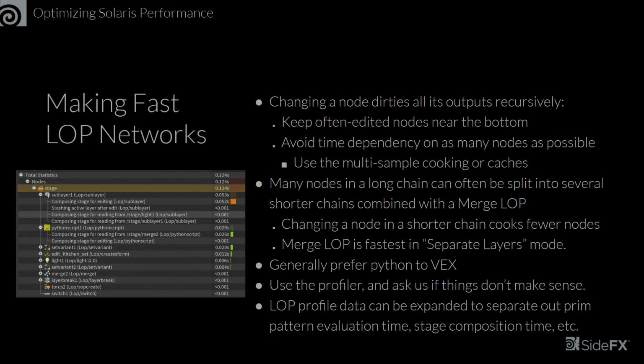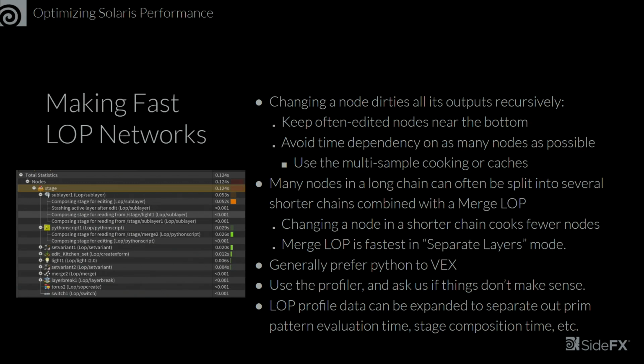Again, if you make a change at the top, everything down to the bottom has to cook. So the fastest cook is the one that doesn't happen. If you can split your long chain of nodes into a bunch of shorter chains of nodes and feed them into the merge, that's generally equivalent to a single long chain, in the sense that the final USD stage that you get at the end is probably going to be the same. But if you change something at the top of one of these short chains feeding into the merge, then only that short chain plus the merge needs to cook. Merge is pretty fast these days. It's fastest if you put it in separate layers mode instead of the default simple mode.